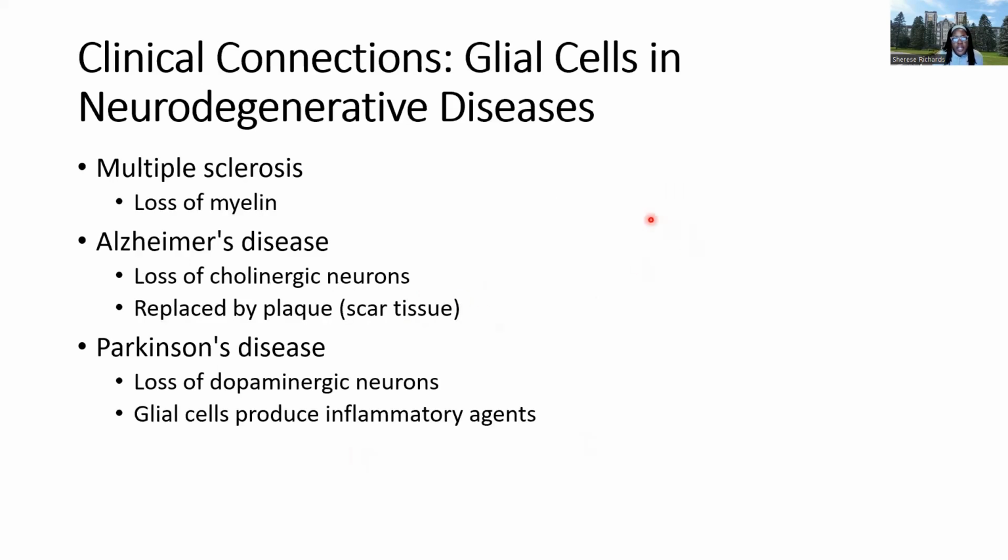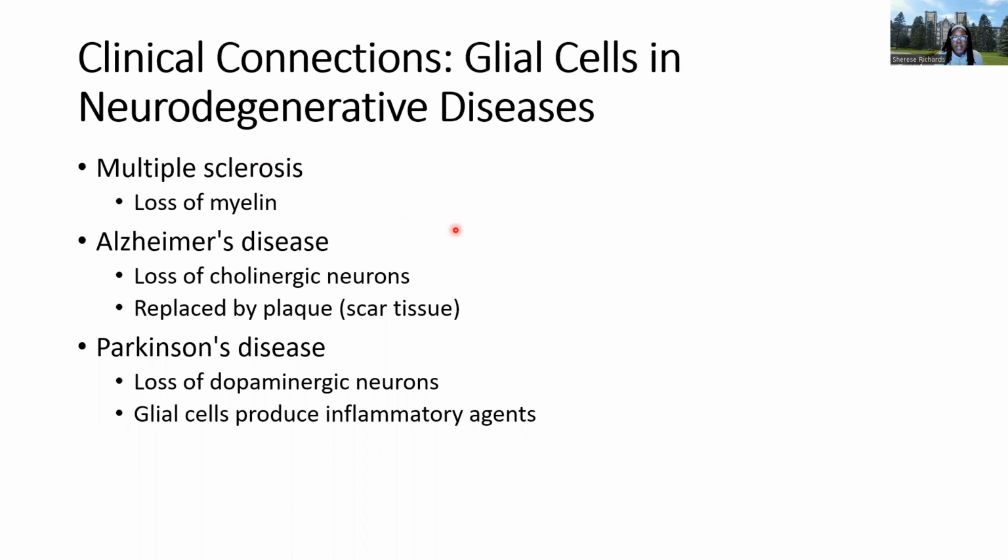Clinical correlations here to make as far as glial cells are concerned. We've got things like multiple sclerosis. Multiple sclerosis is a loss of myelin. So the two cells that are responsible for making myelin are the oligodendrocytes in the central nervous system and then the Schwann cells in the peripheral nervous system.